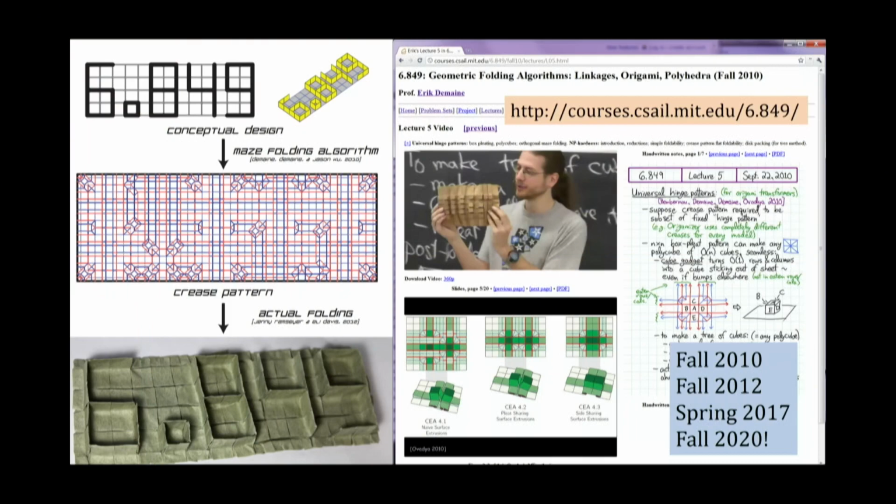And in general, we're interested in two kinds of problems. One, the big one, is origami design, or in general folding design, where you have some specifications of what you'd like to build. In this case, I wanted to make a logo for 6849, and I imagined extruding that text into the third dimension. And then I wanted an algorithm to tell me how to fold that structure. And so there is an algorithm, which I'll talk about in a moment, that gives you a crease pattern, and then currently you fold it by hand.